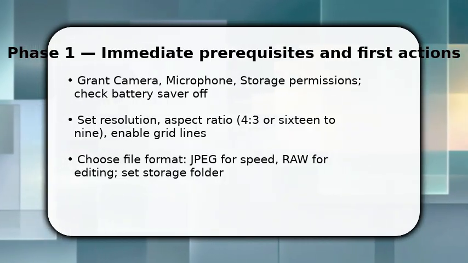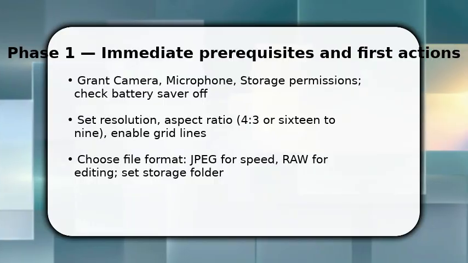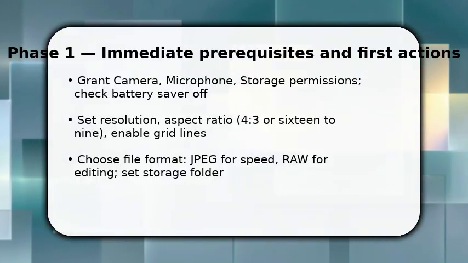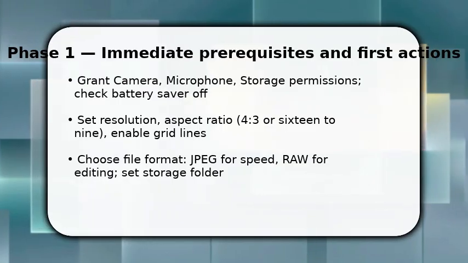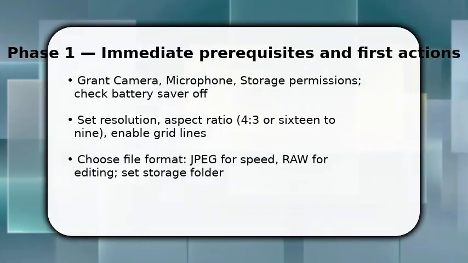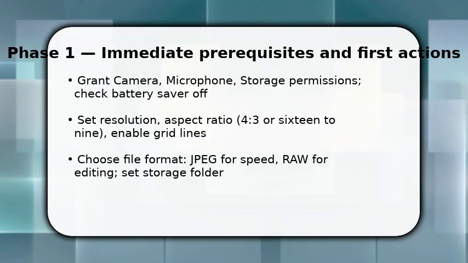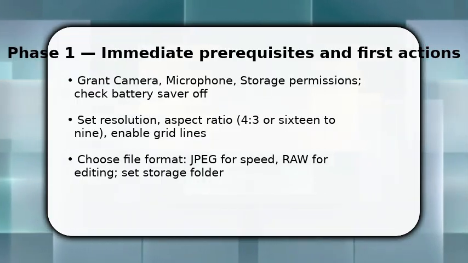Make sure grid lines are on to compose using thirds. Next, pick file format. Use JPEG for quick sharing or RAW when you will edit later. Also, set the default save folder and verify available space so you won't run out mid-session.